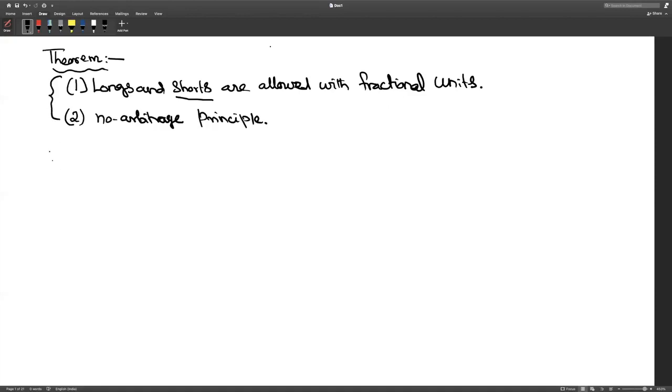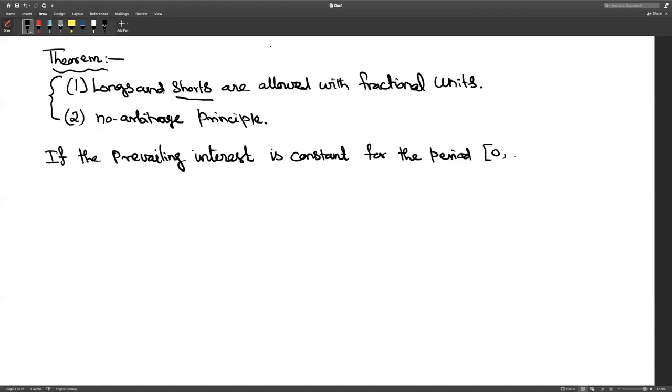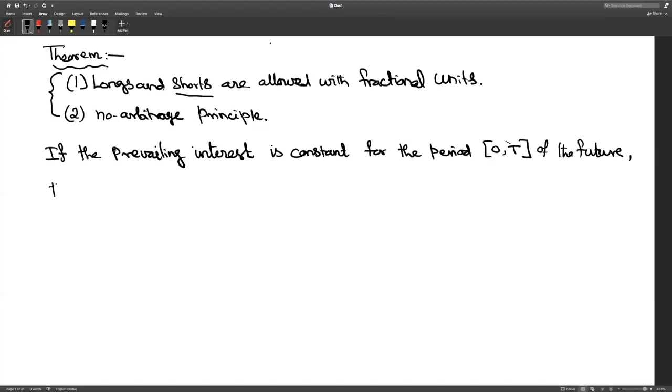Under this, if our prevailing interest rate is kept constant for the entire period 0 to capital T, where capital T is the expiration, then the theorem says that the price of the future at any time t is equal to the same equivalent forward price. That is, the underlying asset of the forward is also the same and the period is also the same. Okay, so that is the theorem. So we have to prove this.